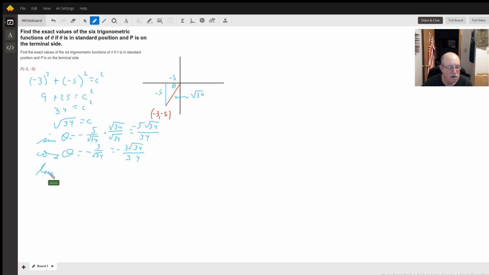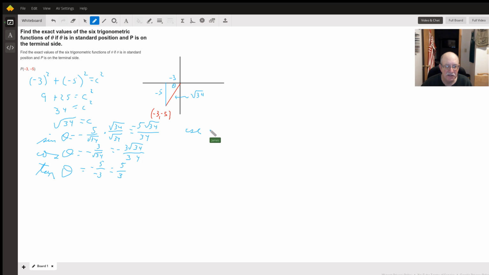Tangent of theta is the opposite over the adjacent, so it's going to be -5 over -3, which is 5/3, because we're dividing a negative by a negative.